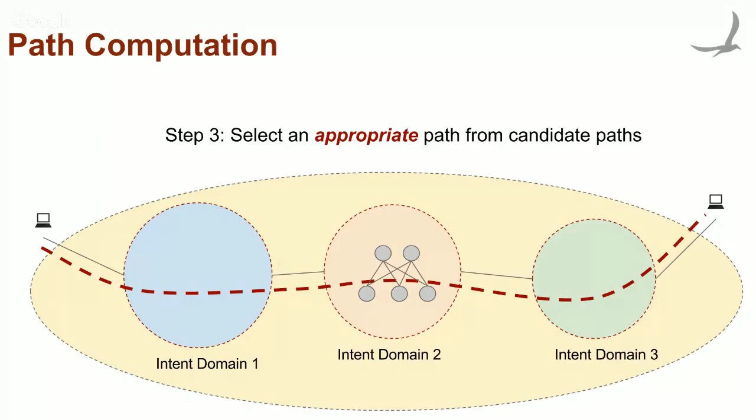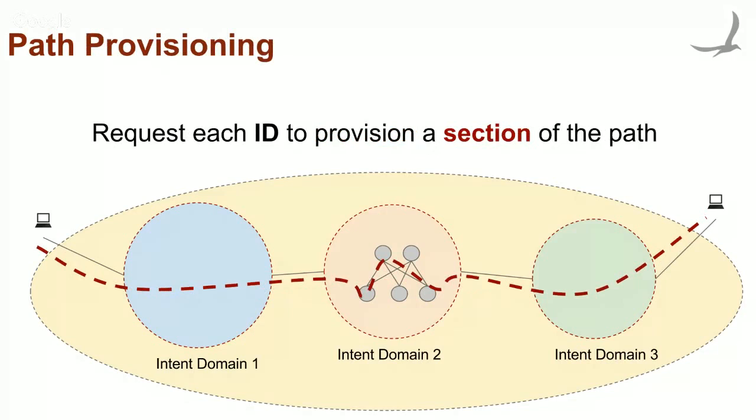And once you have chosen that, now you are asking each individual intent domain to provision that path within its segment. So you have, say for example, a segment routing application that is responsible for connectivity within intent domain 2. You ask that application to provision connectivity for this path for the segment that traverses its domain. So that's the idea behind how you compute a path, how you select a path, and how you provision a path.